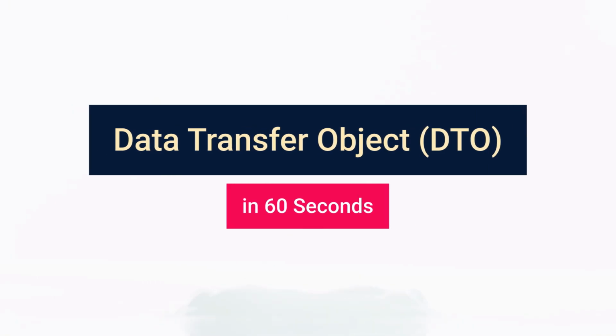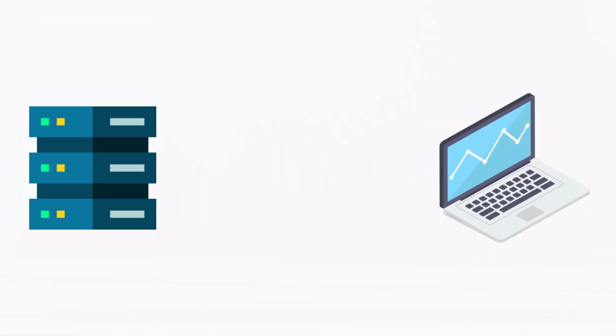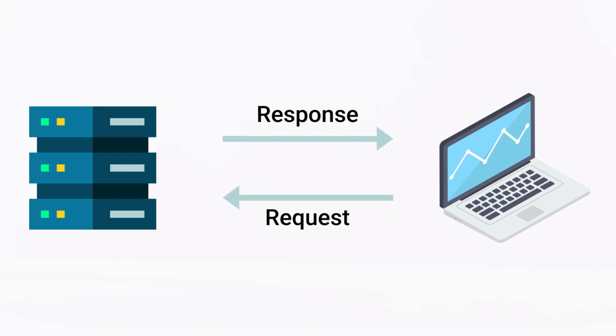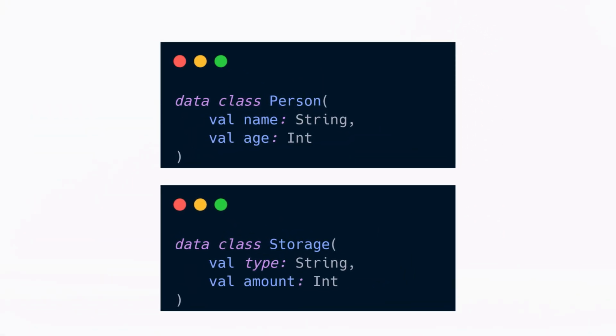Data transfer object in 60 seconds. So you have a client and a server. Sending the data between each other requires you to create a model class. For example, you want to send the information about the person and some other information about the storage.